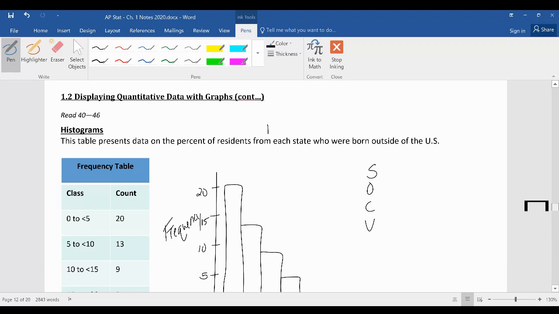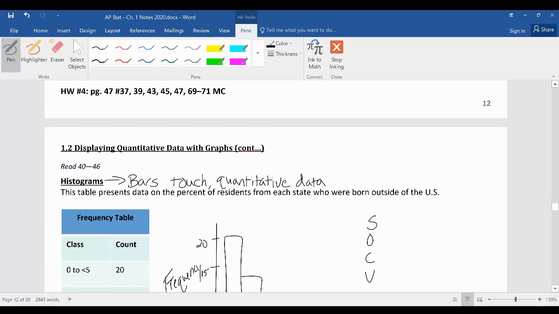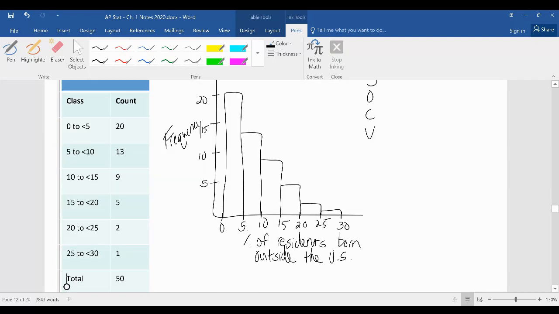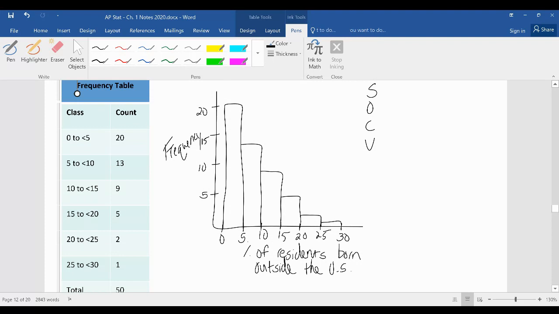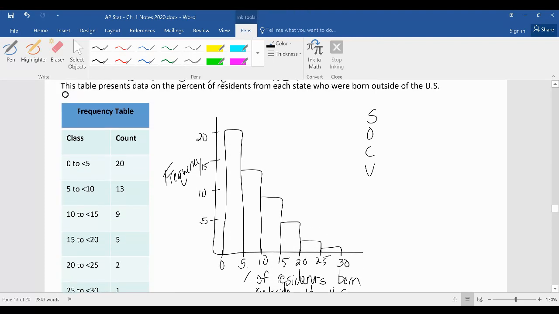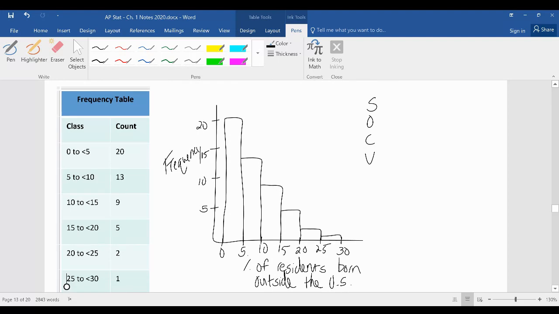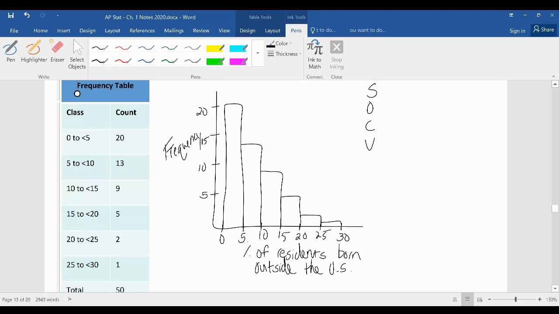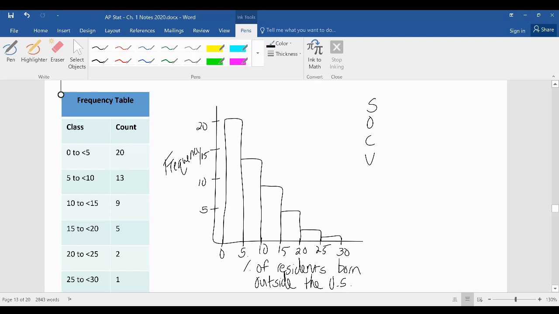The final type of graph that we can use for quantitative variables is called a histogram. A histogram looks very similar to a bar graph, except the bars touch, and a histogram is used for quantitative data. Right here we have a frequency table discussing the percentage of residents from each state who were born outside of the US. They've created the frequency table for us with the number of states that fall into each of these categories. On the right-hand side, you see the histogram that matches this set of data.